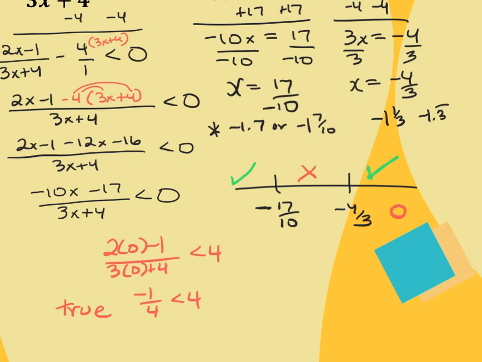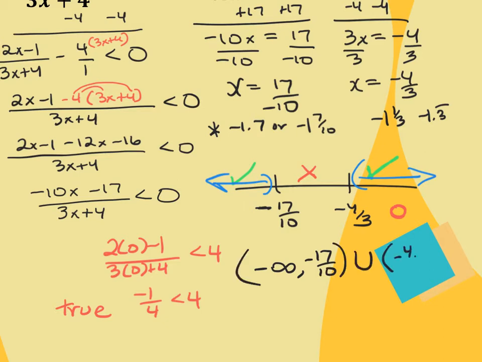So this started out as a less than, so they're all parentheses. So this one will be a parenthesis going that way, parenthesis going that way. Interval notation: -infinity, comma, -17 over 10, unioned with -4/3 to infinity.